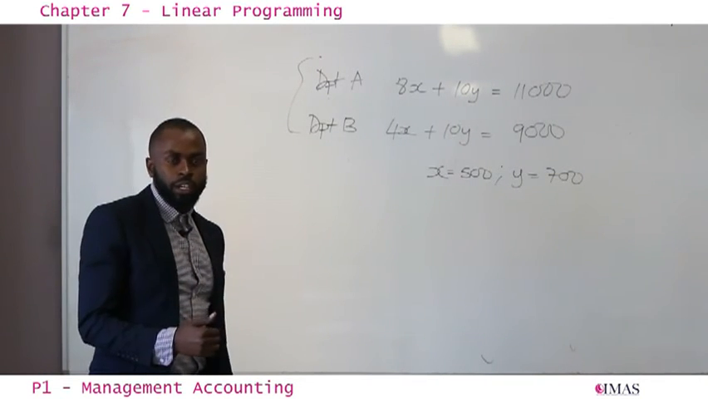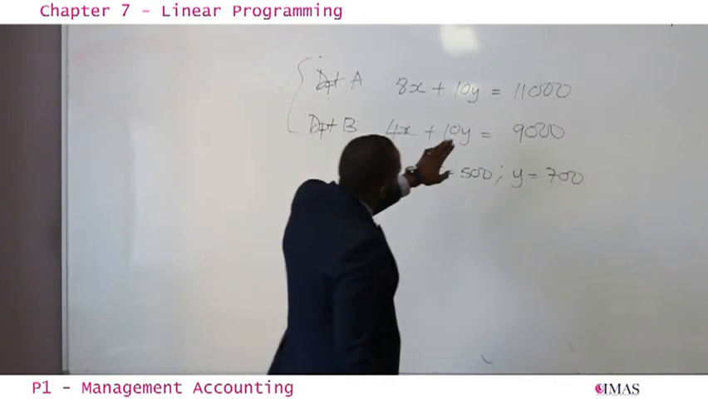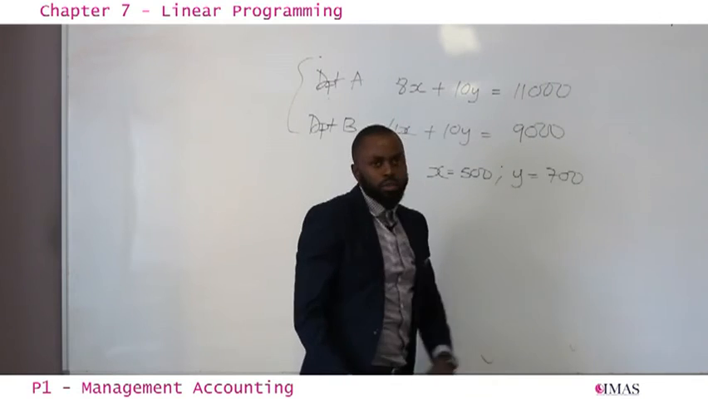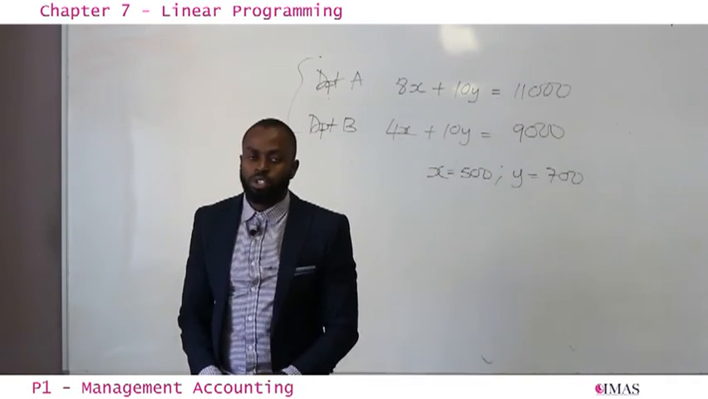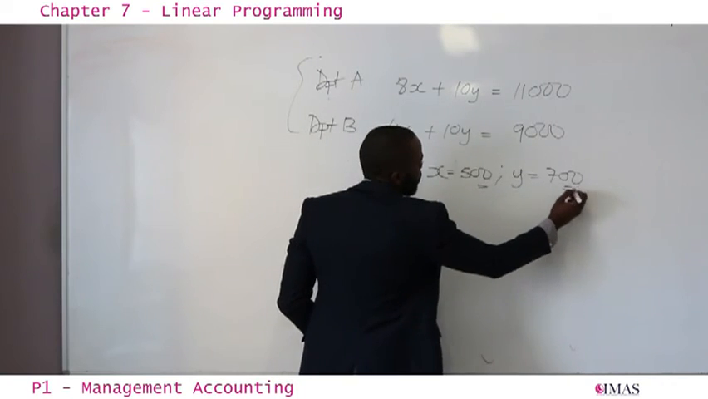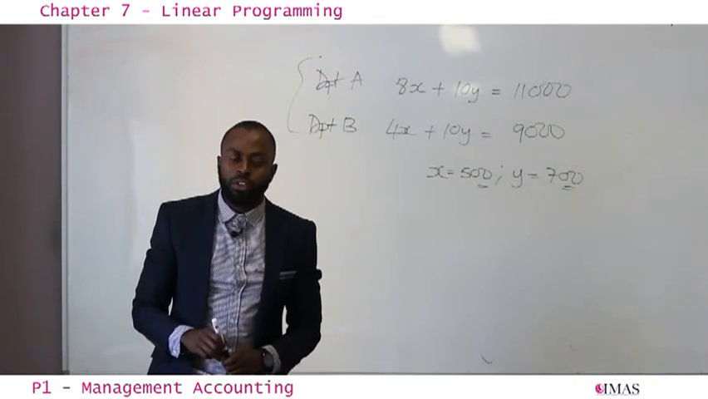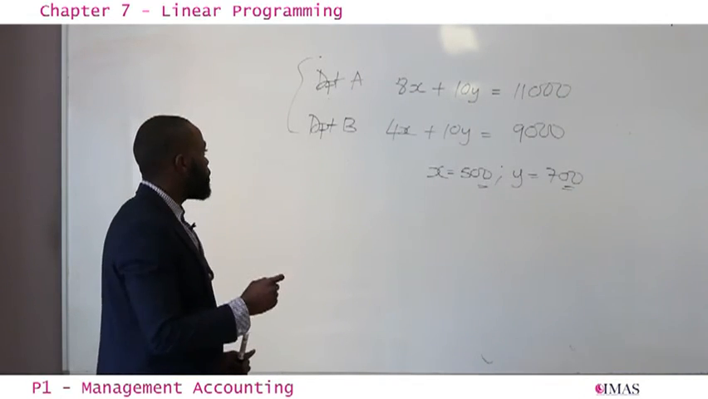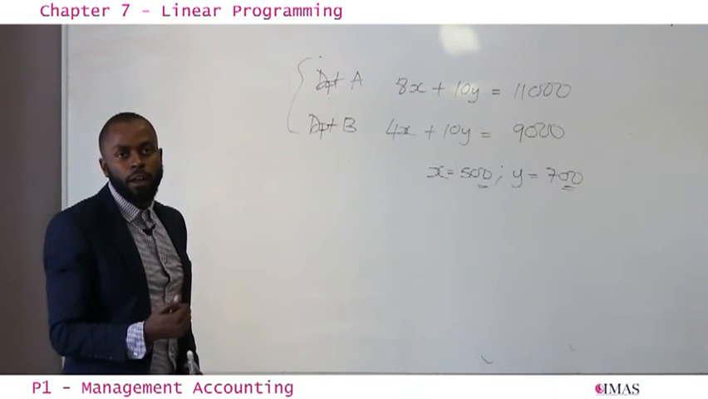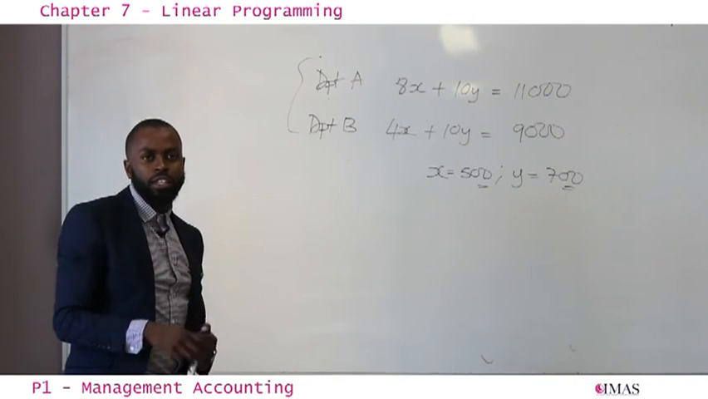Another way of looking at it, if we could have 10,999 hours, what would happen to our contribution? Because remember, we said at x is equal to 500 and y is equal to 700, that's when we maximize the contribution. So I want to see what is the effect of having 1 more hour, or what is the effect if we don't have 1 more hour. So that's basically what you're looking at when you're looking at the shadow price.